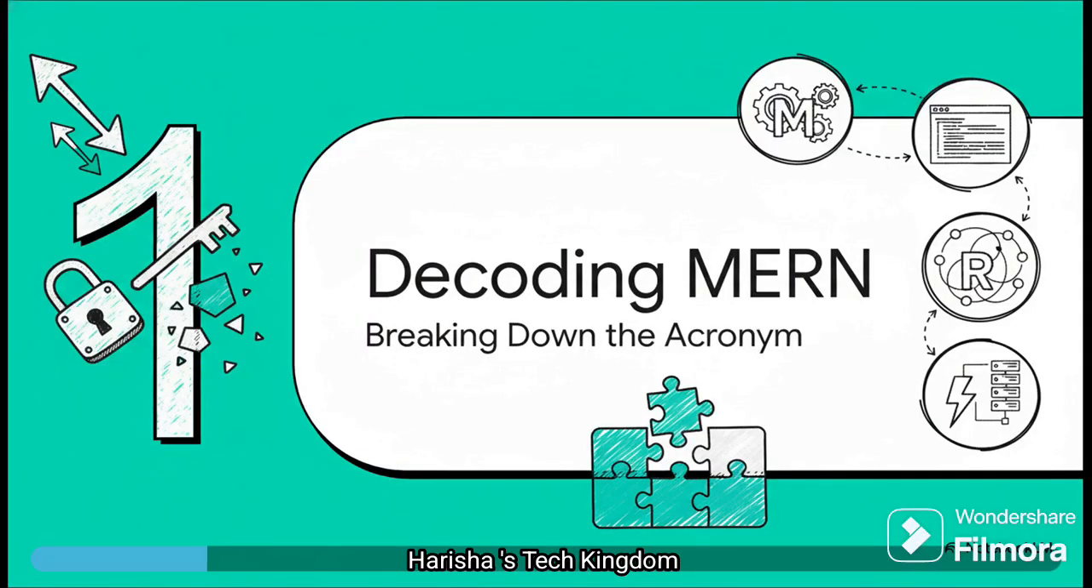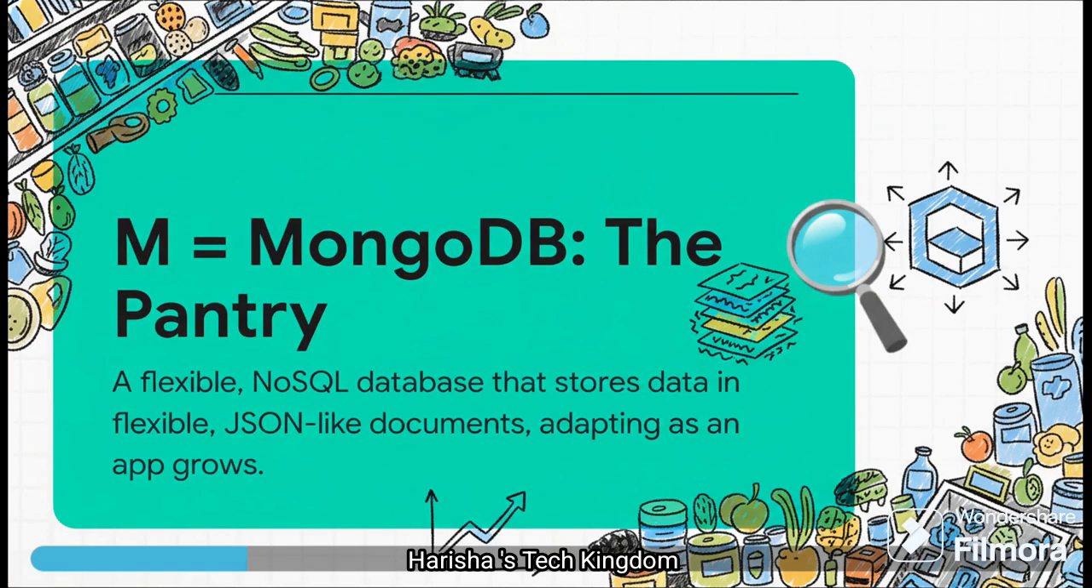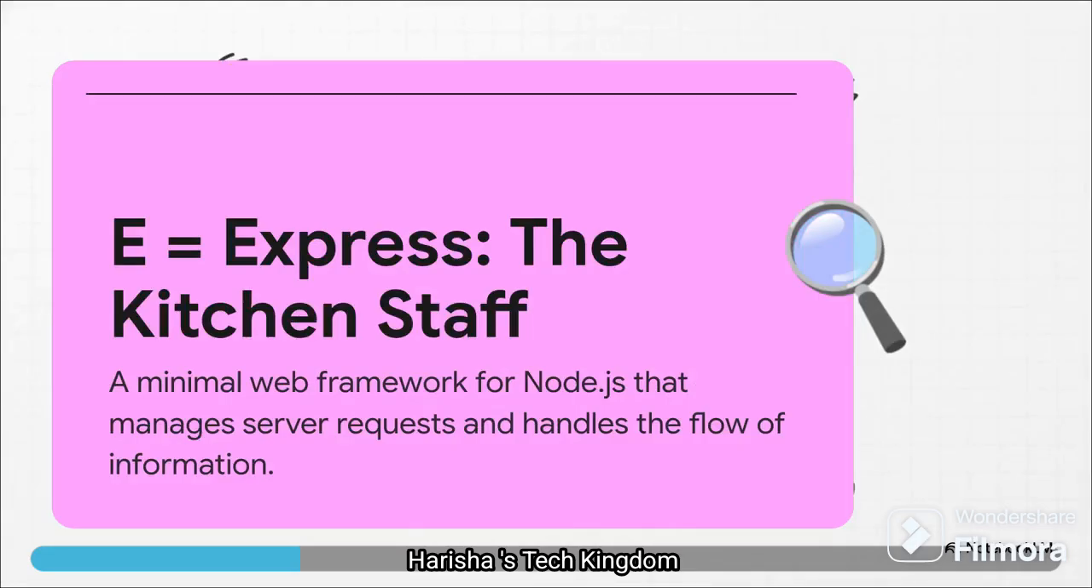The absolute best way to understand what MERN is all about is to just break down that acronym, letter by letter. Each one stands for a different piece of the puzzle, and each one plays a super important role. First up, we've got M, and that stands for MongoDB. The easiest way to think about this is to picture it as the application's pantry. It's a database, and its job is to store all the data, all the ingredients for our app. And it's really flexible in how it stores that information, which is a huge deal for modern apps that are constantly changing.